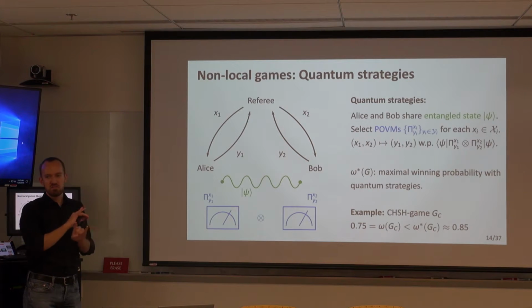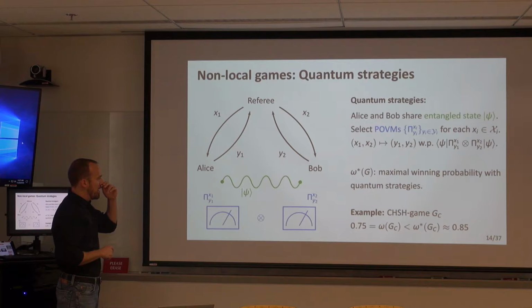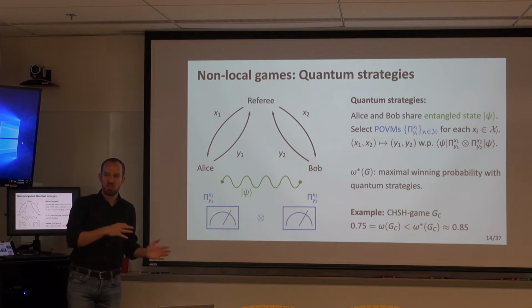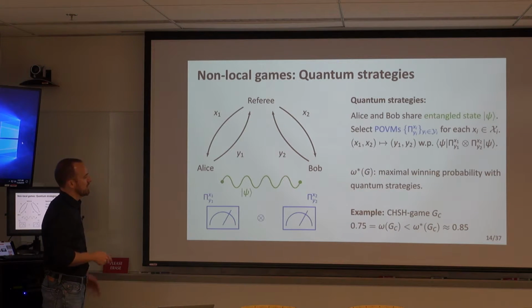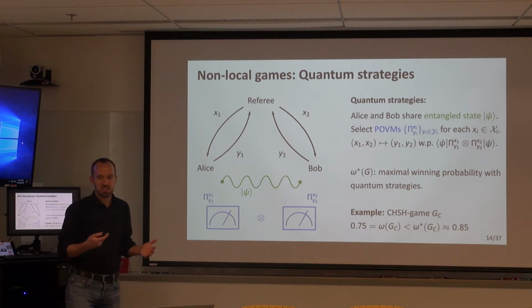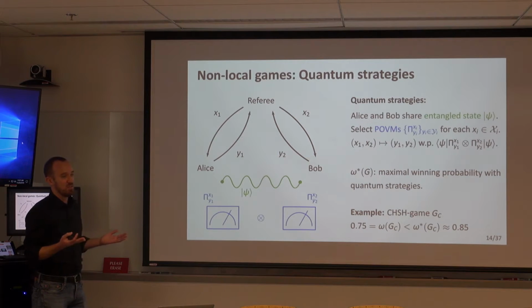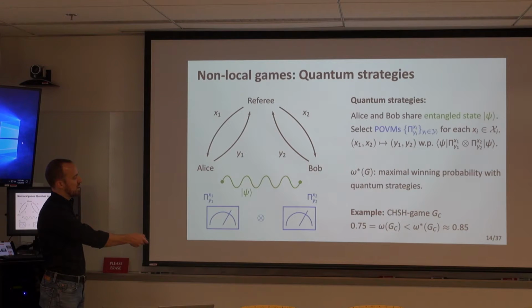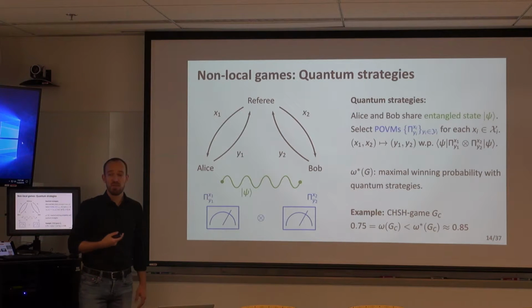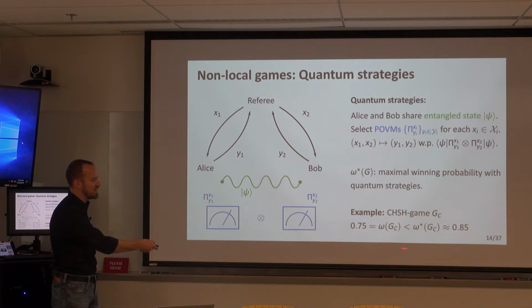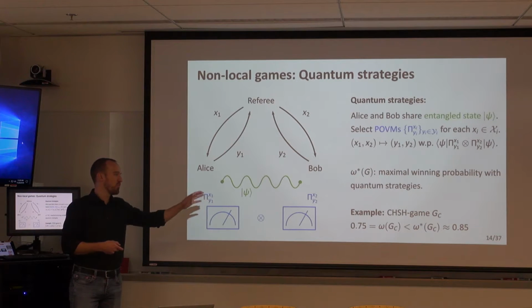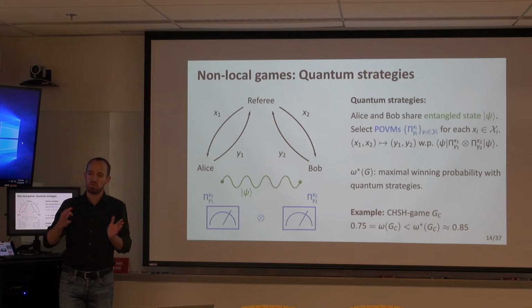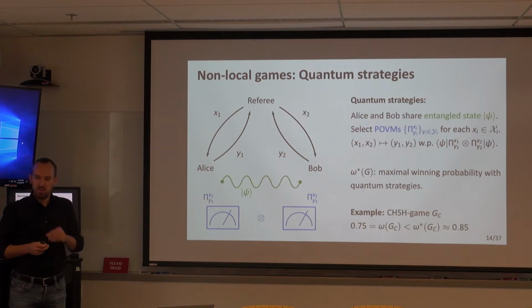I will not talk about the commuting observable model. This value here is sometimes also called the quantum value of the game, and the omega g is called the classical value. Coming back to the example of the CHSH game, it's not hard to show that the classical value of the CHSH game is 0.75. So that's the omega g. But there is a quantum strategy that achieves strictly more, namely 0.85. And so you have a separation between classical and quantum strategies. This is what I meant before by formalizing the difference between classical and quantum correlations. Is there a question?